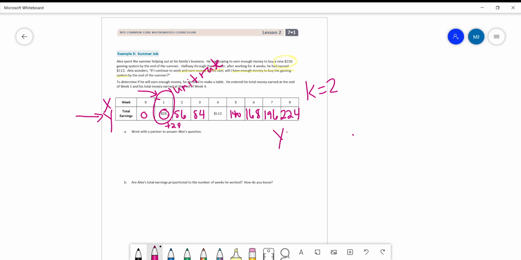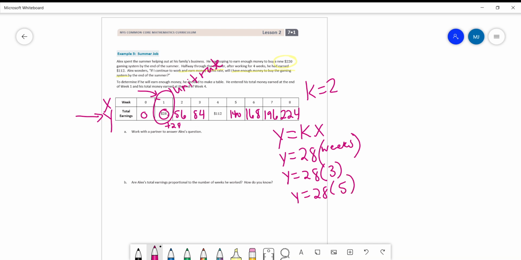We're still looking at the standard equation, but this time we know different information. We're trying to get Y, we know K, we know X. K is 28, because we looked at when the X value is 1, what is Y, and we know that X is the weeks that he's worked. And so all we have to do is substitute that in. So 28 times 3 to see that we get 84, or 28 times 5 to see what we get.